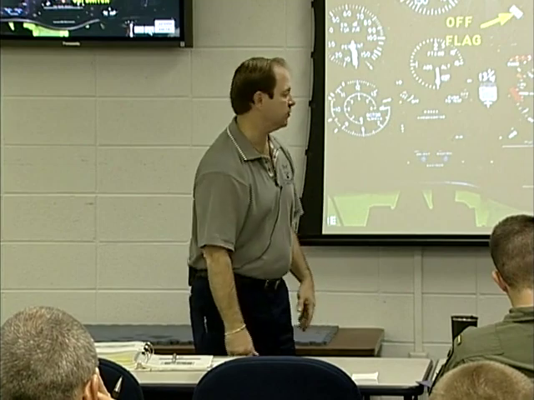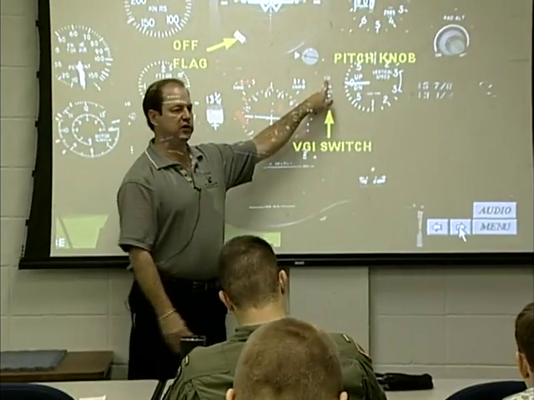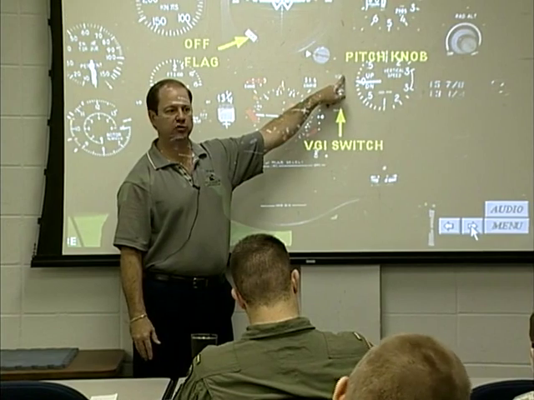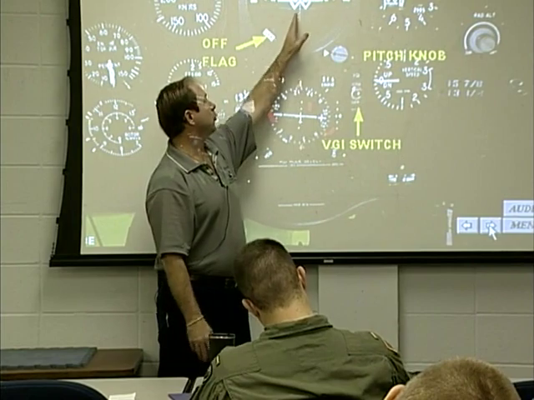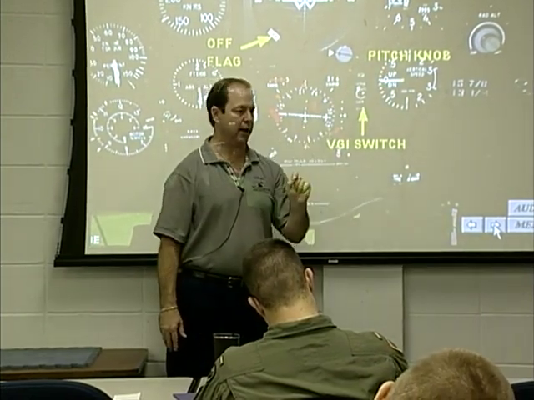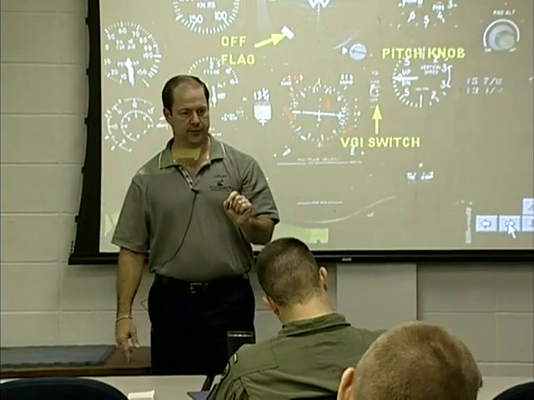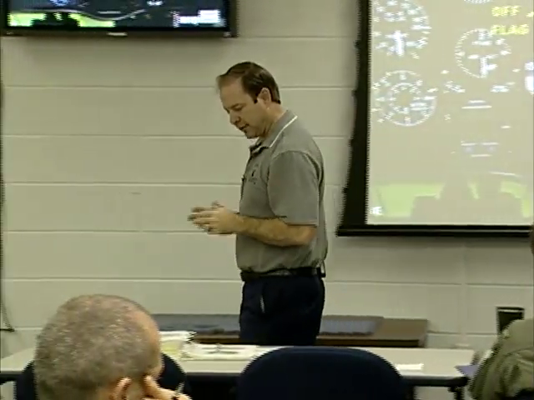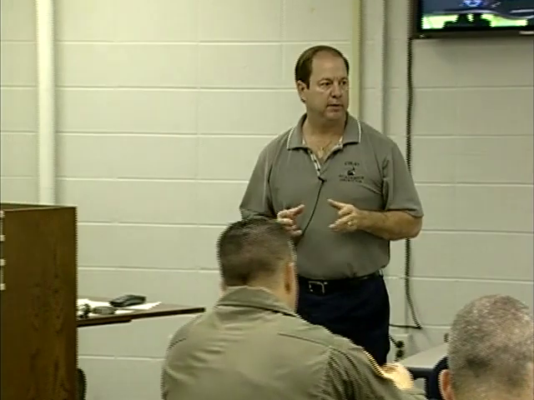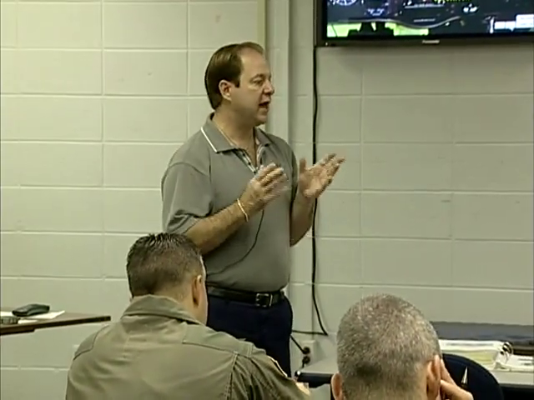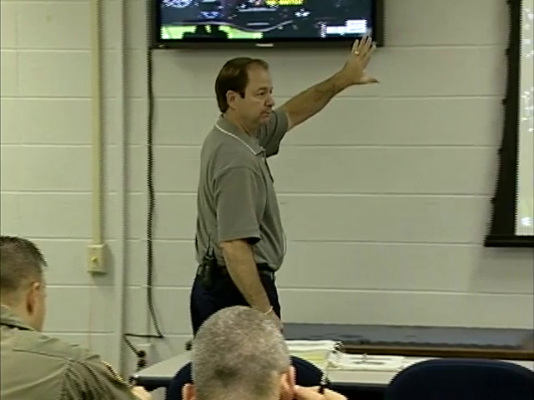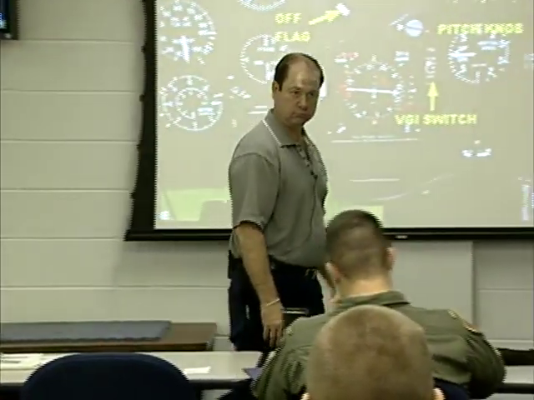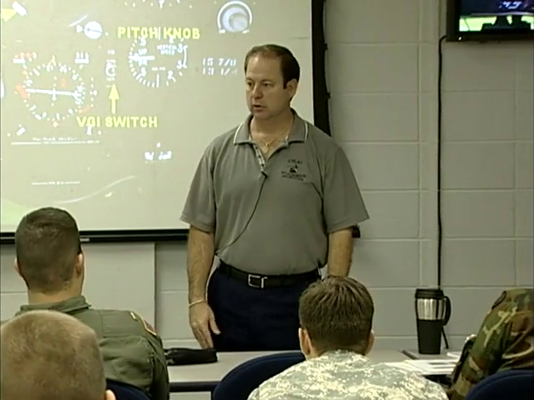Where does the misconception come from? The switch says VGI switch. And so when people associate this switch, they think that it's slaving one indicator over to the other indicator. It is not. Now, why does that become important to understand? Because we have two potential problems that can affect this aircraft. We can have an attitude indicator failure, or we can have a gyro failure. Everybody concur? I can have either problem.